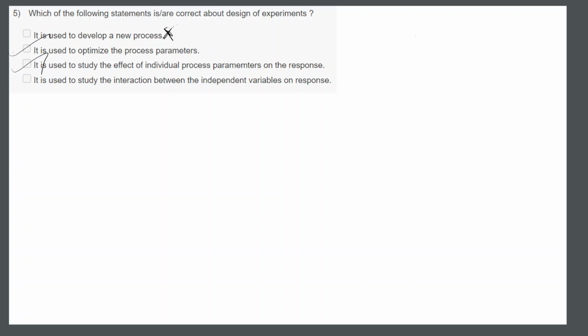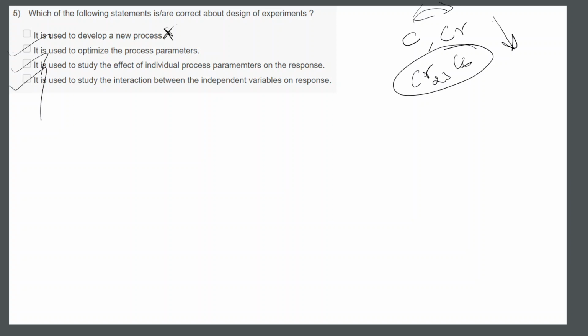For example, if carbon and chromium have an influence on the mechanical properties, what is the interaction between carbon and chromium? They can form M23C6 carbides, right? And they can reduce the free carbon concentration when they are mixed together. So that also can be studied. Hence, it is also used to study the interaction between the independent variables on the response.